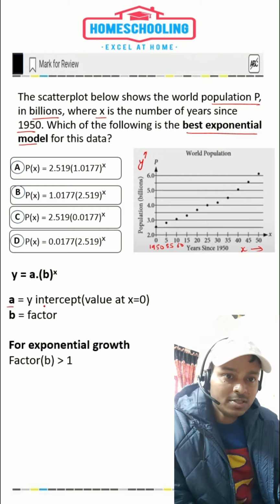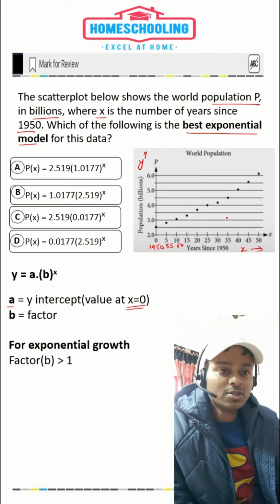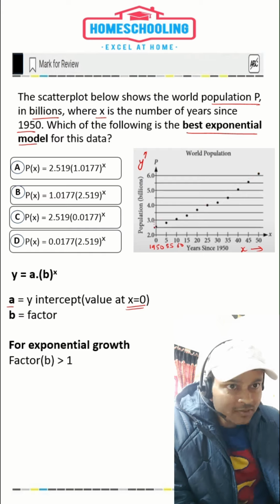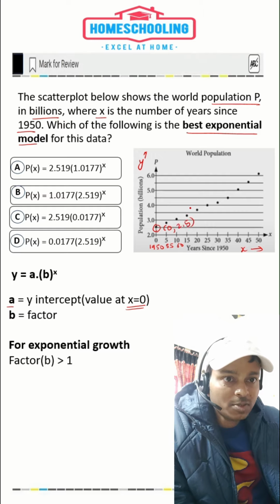is your y-intercept. So what is the y-intercept? The y-intercept is the value of y at x equal to 0. As we can see here in the graph, when x is 0, y is between 2 and 3, that is 2.5. So the coordinate of this point is (0, 2.5), approximately around 2.5.